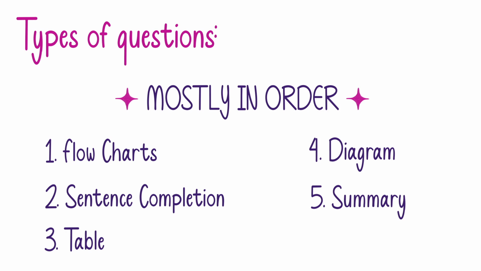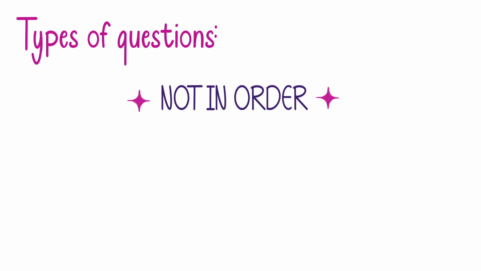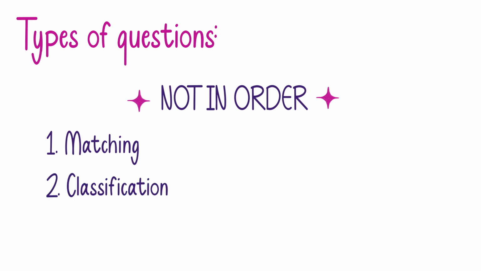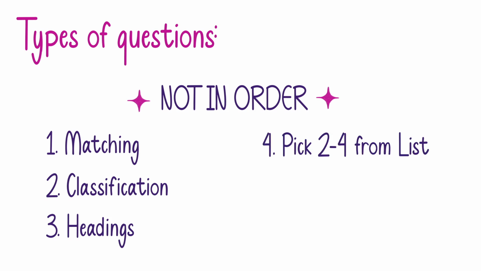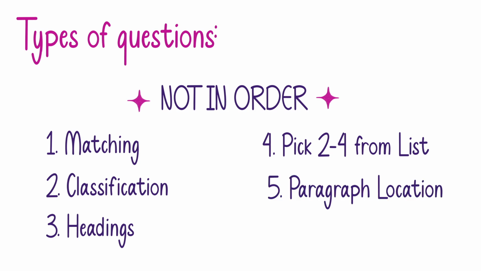And there are 5 question types that are not in order. The first of them is matching, which is one of the most difficult questions. The second one is classification. The third one is headings. The fourth one, pick 2 up to 4 from list. And the fifth one is paragraph location.